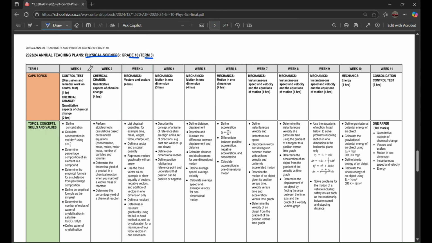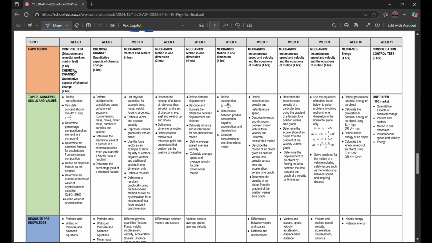So within the first week, we're going to be learning about the chemical change, quantitative aspects of chemical change: define concentration, calculate concentration in mol per dm³ using C = n/V, determine percentage composition of an element in a compound, determine the empirical formula for a substance from percentage composition, define an empirical formula as the simplest, determine the number of moles of water of crystallization in salts like CuSO4·5H2O, define water of crystallization.